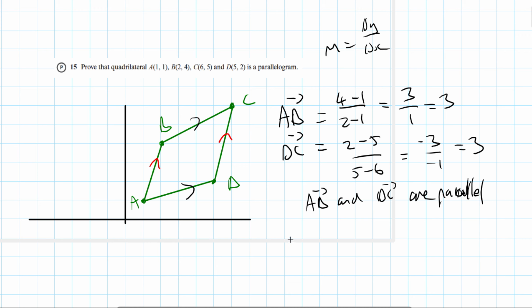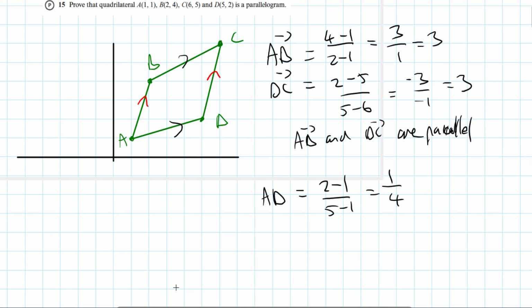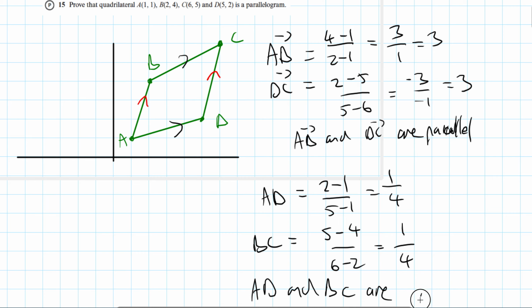Okay, and then we're going to test AD and BC. So AD is equal to 2 minus 1 divided by 5 minus 1, which is equal to 1 over 4. And then we're going to test BC. So BC is equal to 5 minus 4 divided by 6 minus 2. So 5 minus 4 is 1, 6 minus 2 is 4, so a quarter. So therefore AD and BC are parallel. So we've proven that the sides are parallel.